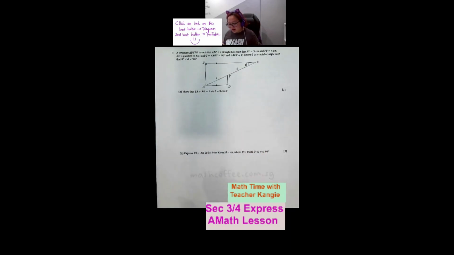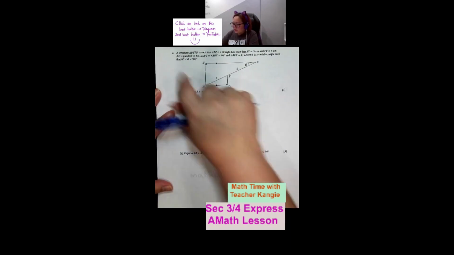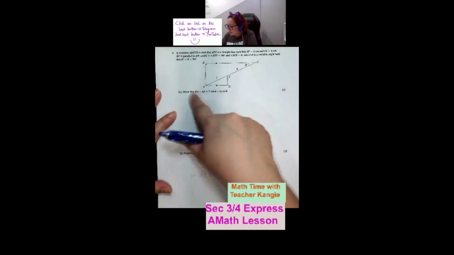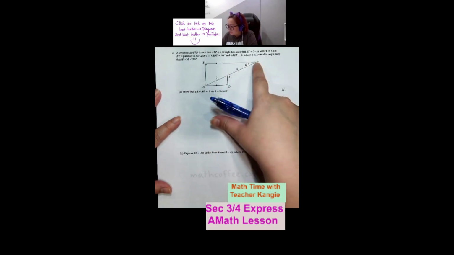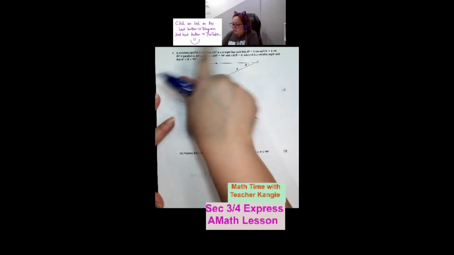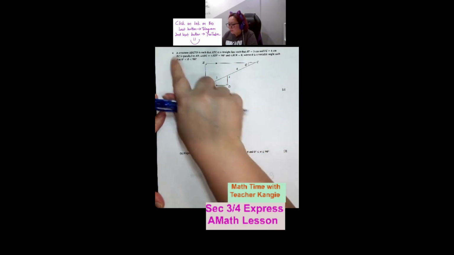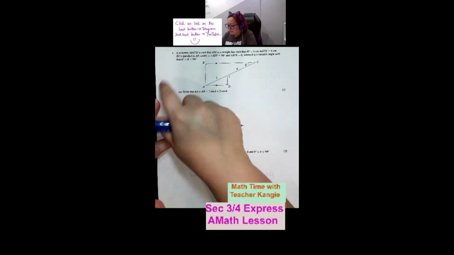So now let's do our R formula. A structure is such that ATC is a straight line. They tell us AT is 3, TC is 4. I like to read the question and make sure that all the information is in the diagram. If it's not in the diagram, then we need to update our diagram. It's my habit. You all must also have this good habit.